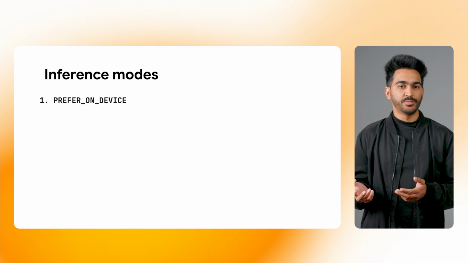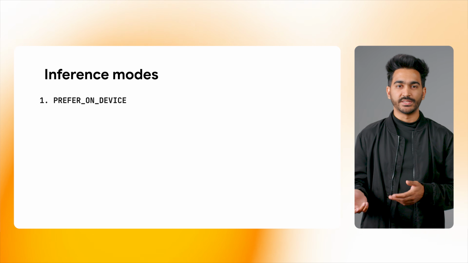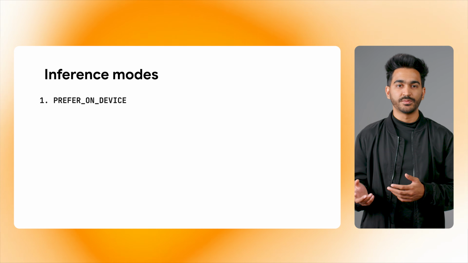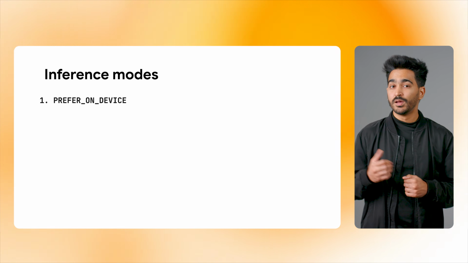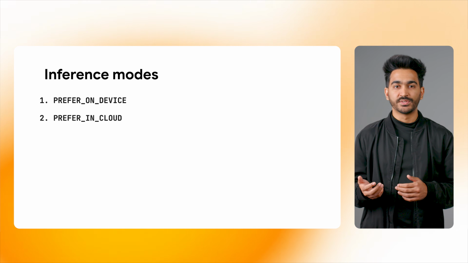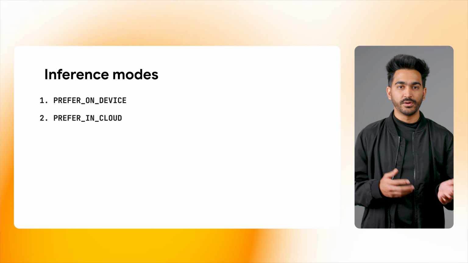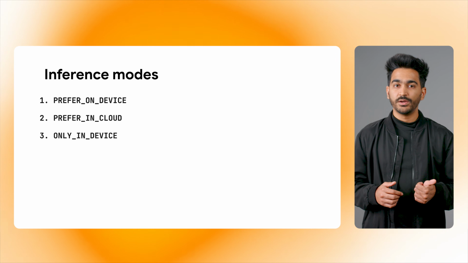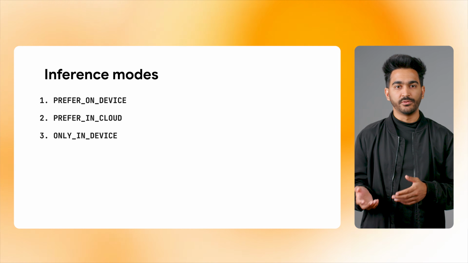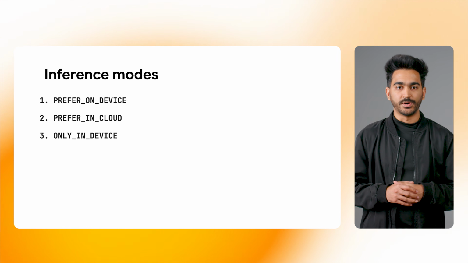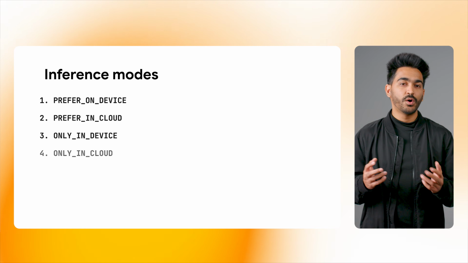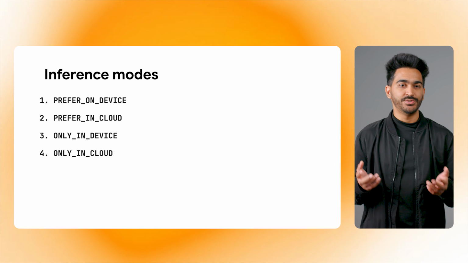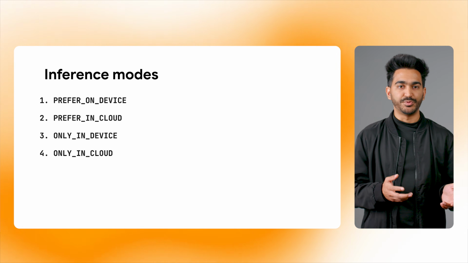Although we use the inference mode Prefer on-device in all the previous examples, there are 3 other inference modes that you can use. Prefer in cloud, which tries to use the cloud-hosted model and falls back to on-device. Only on-device, which uses the on-device model if it's available or throws an exception otherwise. Or only in cloud, which tries to use the cloud-hosted model or throws an exception if unavailable.